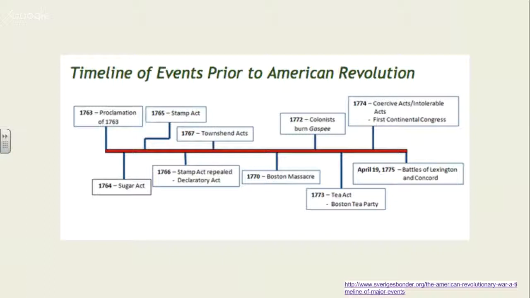One event that you may not recognize on this list is that in 1772, colonists burned the Gaspee. This particular event occurred because the British had stationed ships off of the coast of the colonies in order to prevent smuggling. One such ship, the Gaspee, came upon a smuggling ship, and the colonists decided to board the Gaspee and set it on fire so that it was unable to prevent the smuggling.